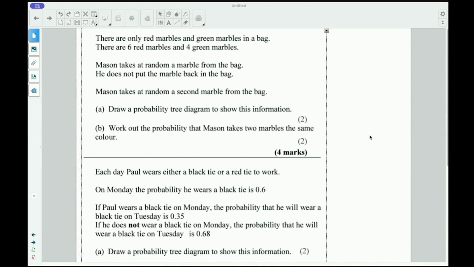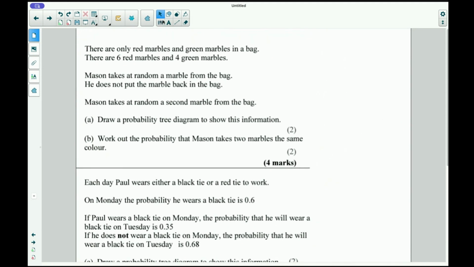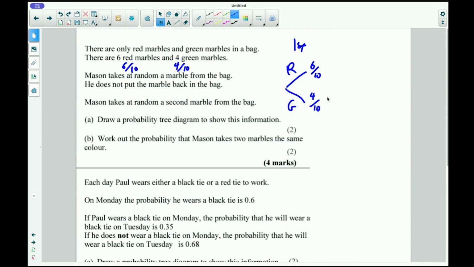I think what a lot of people forget is that we want to keep that in consideration while we write out the second stage of probabilities. So we're going to look at our first marble, and we're going to draw our probability tree here. For the first marble, we have 6 red marbles and 4 green marbles, which means that 6 out of 10 will be red and 4 out of 10 are going to be green. So it's going to be either red or green, 6 over 10 and then 4 over 10 for the green marbles.